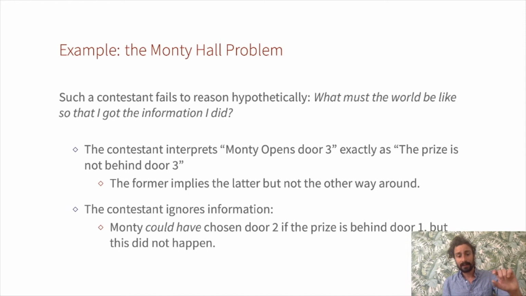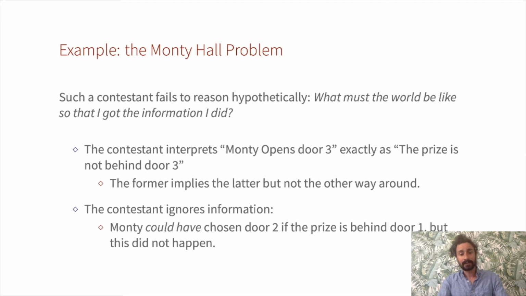So because they're ignoring this piece of information, the contestant conflates 2 distinct events: that Monty Hall opens door 3 and that the prize is not behind door 3. Now, of course, if Monty Hall opens door 3, it implies that the prize is not behind door 3. So there's an implication between the first and the second statements in the first bullet point. But by conflating them, they're adding an implication in the other direction, right? That these are, in fact, the same event when they're, in reality, distinct.